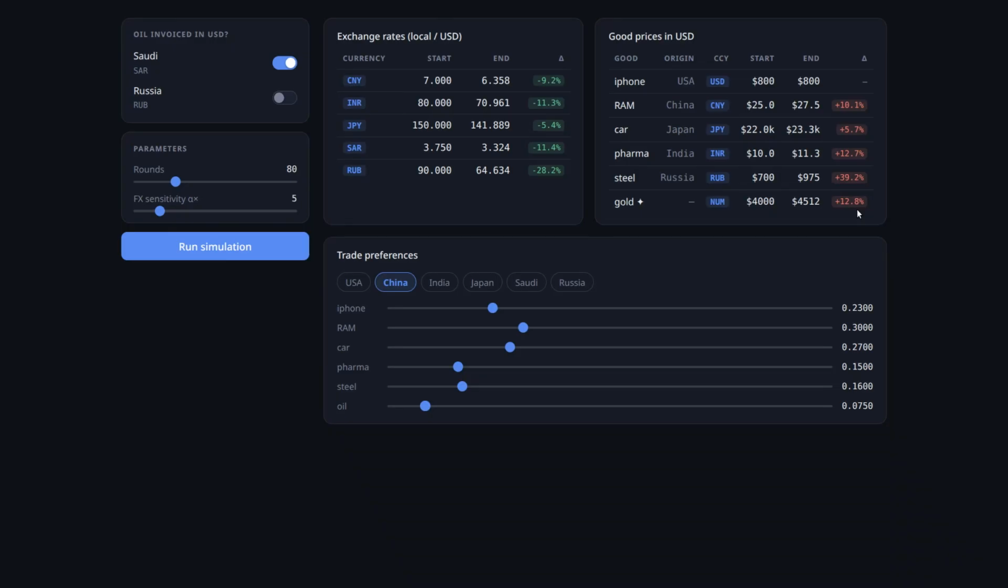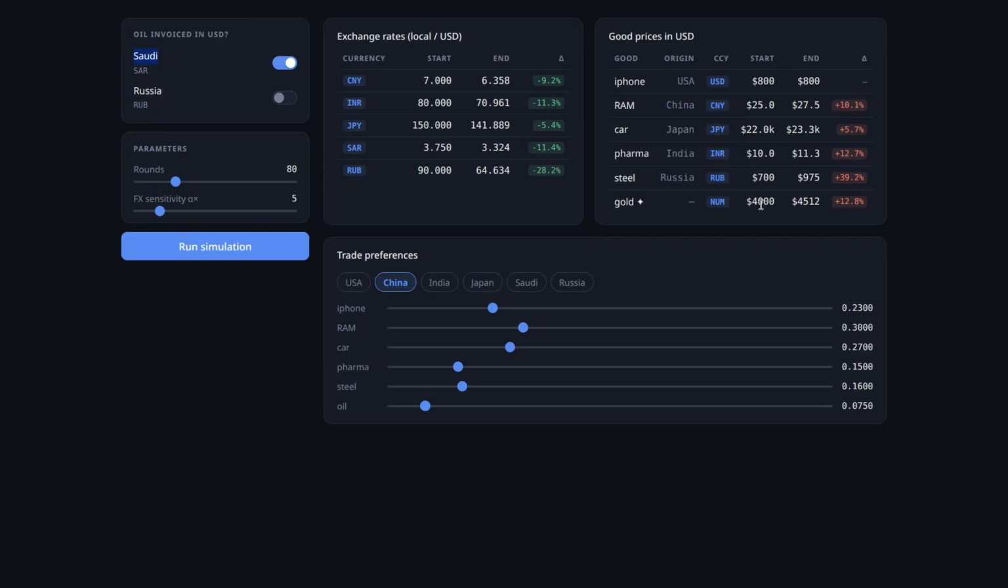So that's it. That's basically what happens with the petrodollar. It strengthens the US dollar, and that makes goods in United States cheaper than they would be otherwise. But in this model, Russia doesn't really export that much oil. Saudi Arabia is the one that does.